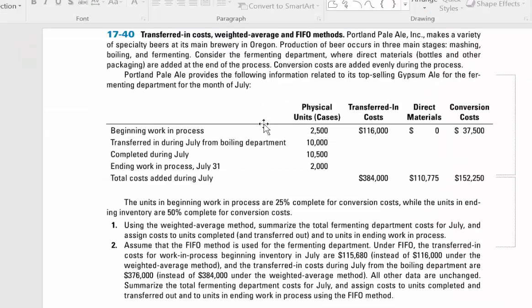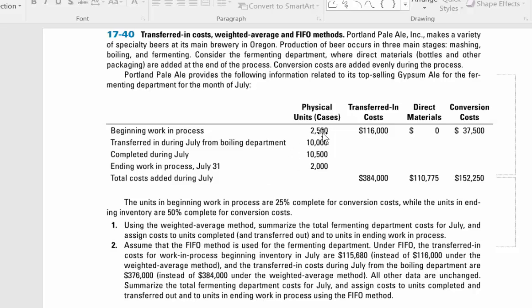We can use the table right here to go through all the details. So here's the thing. Consider the fermenting department where direct materials, bottles, and other packaging are added at the end of the process. Conversion costs are added evenly during the process. And transferred-in costs are added right in the beginning. Then we do have some percentages of completion, and here it is.